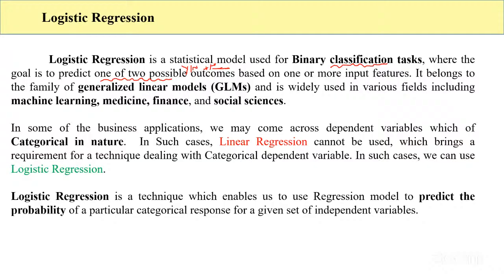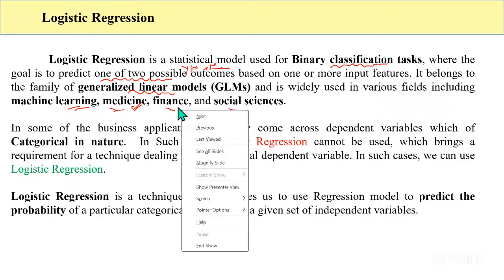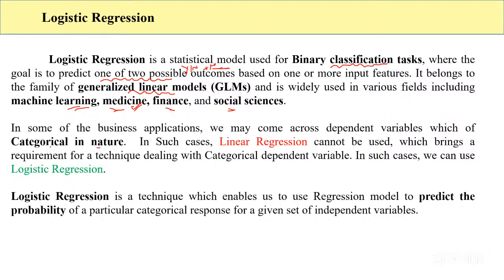It belongs to the family of generalized linear models, GLMs, and it is widely used in various fields, including machine learning, medicine, finance, and social sciences. Probably if you take the case of patient severity, whether the patient is in critical condition or normal condition, or whether the patient is in danger or not, we can use logistic regression for such things. When the variables are categorical in nature, we will not be able to use linear regression, so we are going to use something called logistic regression.